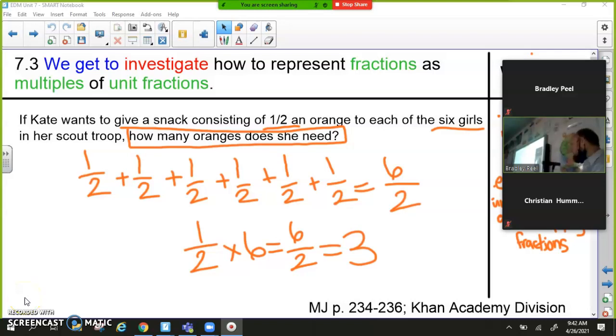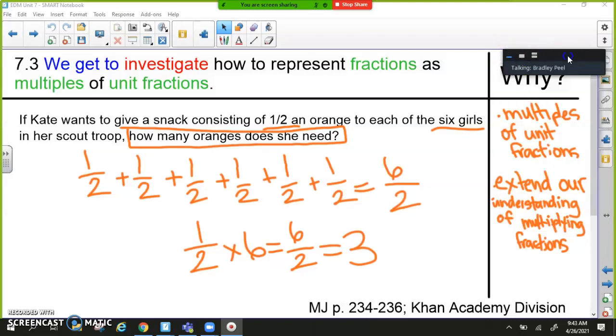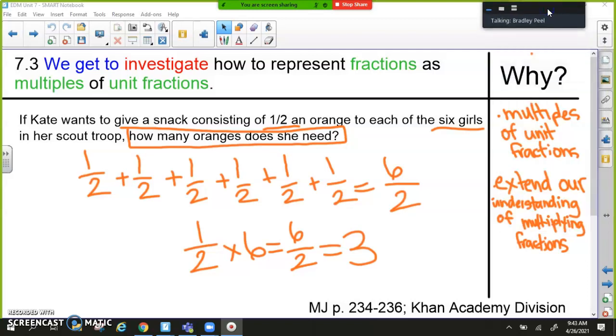All right, today we're going to work on 7.3, where we get to investigate how to represent fractions as multiples of unit fractions. Who has some remembrance or some recollection of what multiples are? A couple of people? Lovely. What's a multiple?